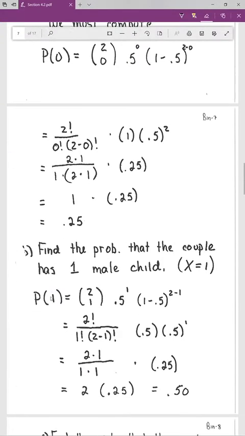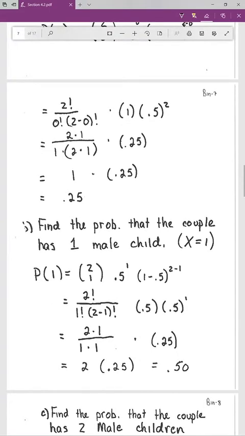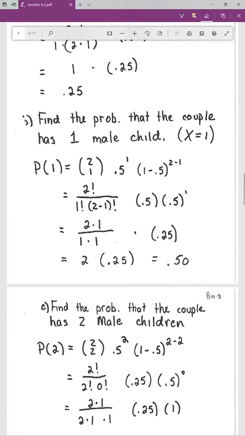Part B asks us to find the probability that the couple has 1 male child, where X equals 1. Well, P of 1, we let X equal 1. We know our p equals 0.5. Plug in and solve. P of 1 equals 2 choose 1, times 0.5 to the first, times 1 minus 0.5 to the 2 minus 1. If we simplify from here, we will have that P of 1 equals 0.5, or 50%.